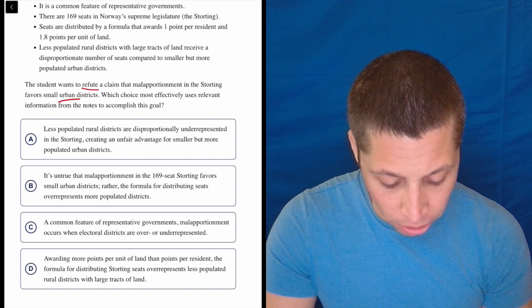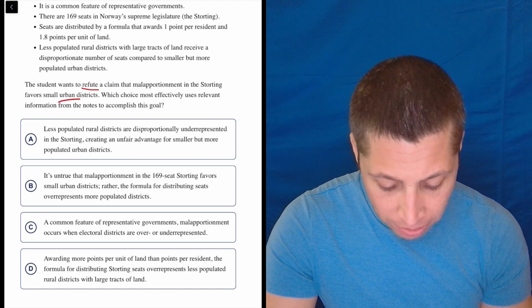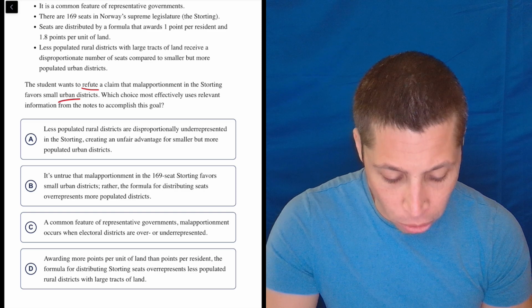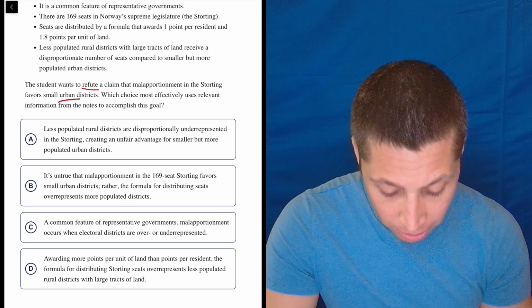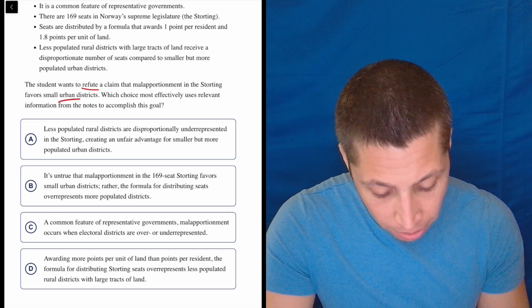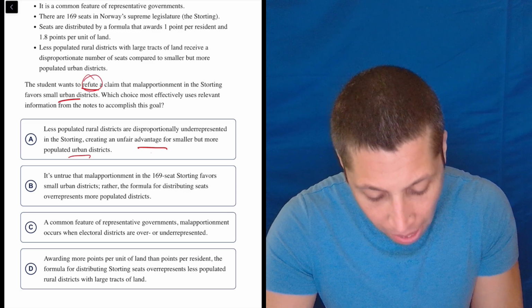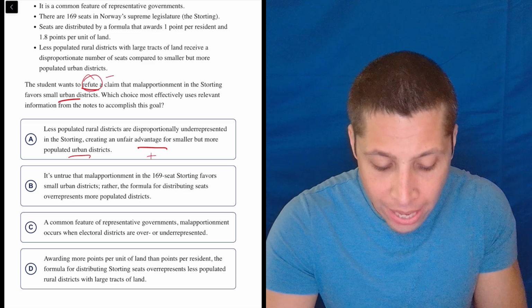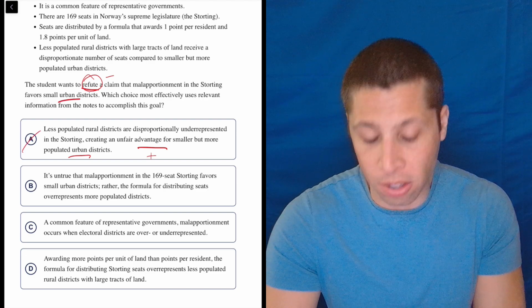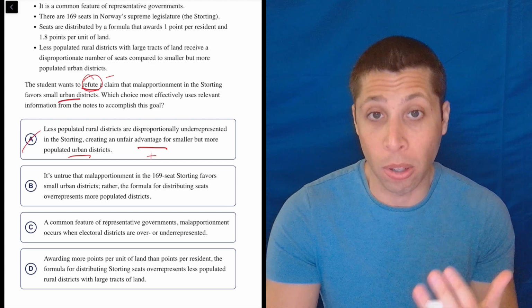Less populated rural districts are disproportionately underrepresented in the sorting, creating an unfair advantage for smaller but more populated urban districts. So this is saying that there's an advantage for the urban districts, but we want to refute that, right? So this is positive, but we want to say something more negative about the urban districts. So this is not correct. This is where we need to focus on the word refute, right?